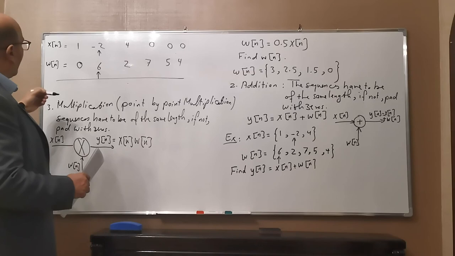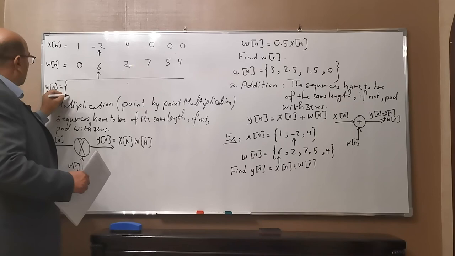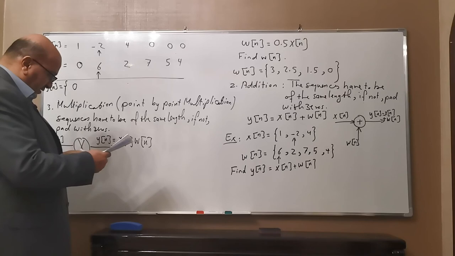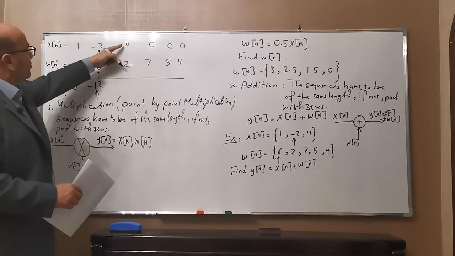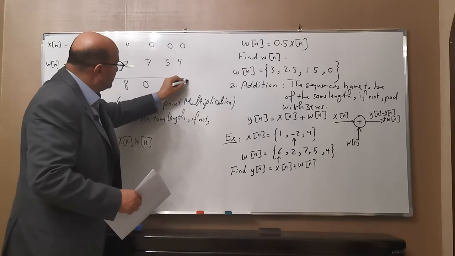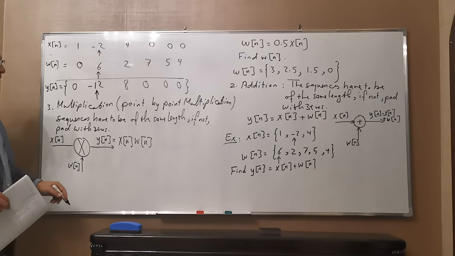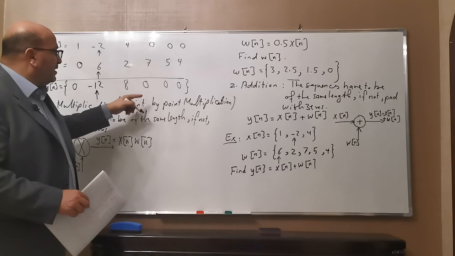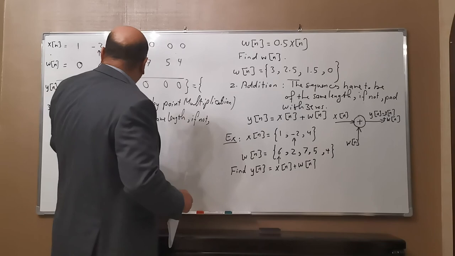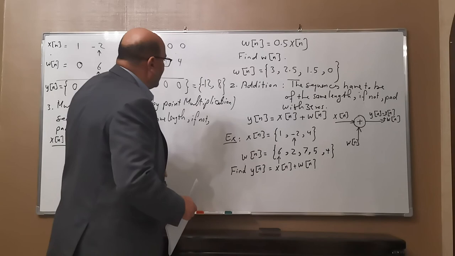So y of n here will be 1 times 0, it's 0, minus 2 times 6, it is equal to minus 12. And we have the index here. 4 times 2 is 8. 0 times 7, 0, 0, and 0. So this is our resultant multiplication. Y of n, x of n times w of n is equal to this sequence. If you look at this sequence, we have a 0 here, you have padded zeros. You can also say that this is equal to minus 12 and 8, and this is your output.